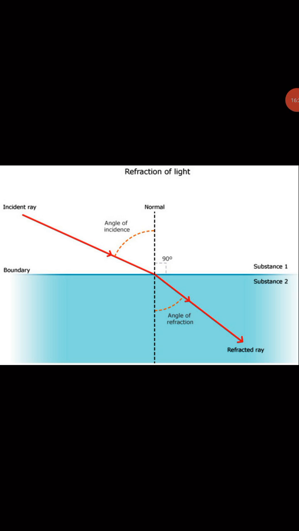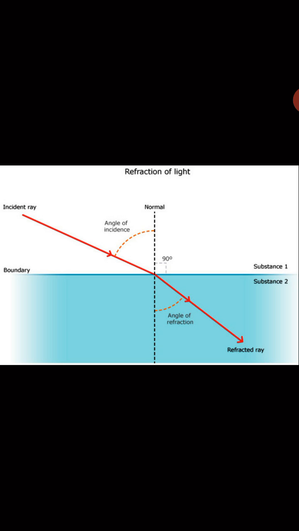This is the ray diagram of refraction of light. In reflection, we had seen that the incident ray and reflected ray were on the same side of the surface, but here the incident ray is passing from substance 1 to substance 2, or from medium 1 to medium 2. Here also we can consider that medium 1 is air and substance 2 is water. So you can see that the incident ray is going inside the water, it is changing the medium, so refraction of light takes place.